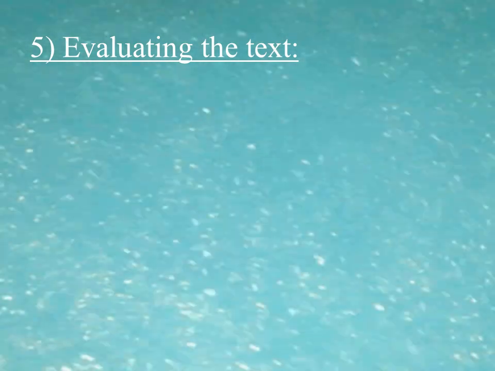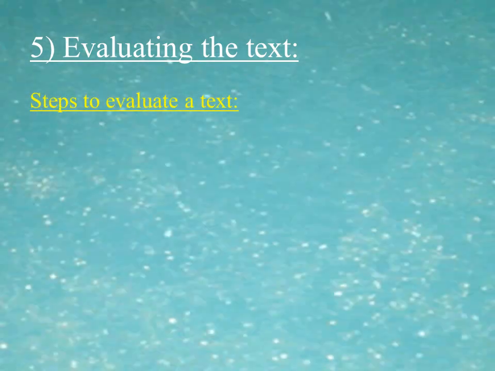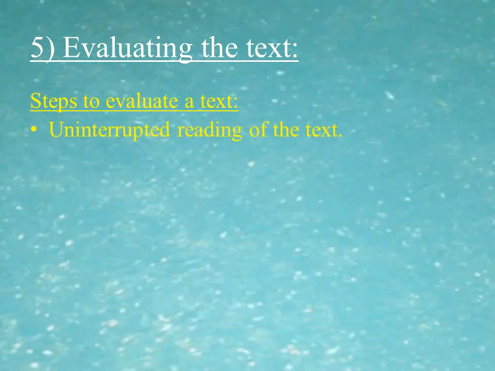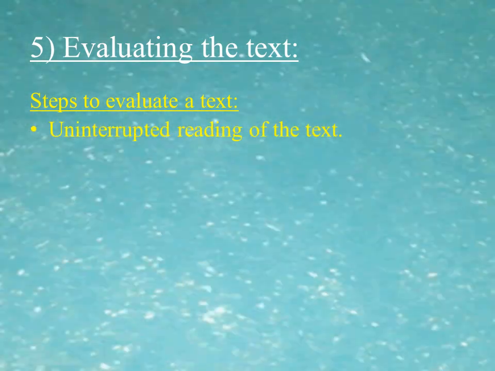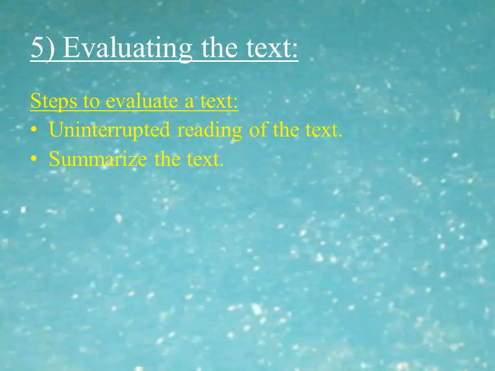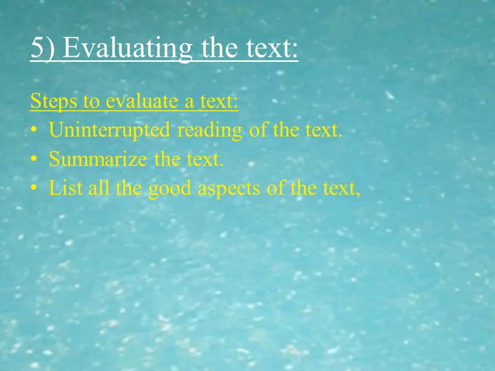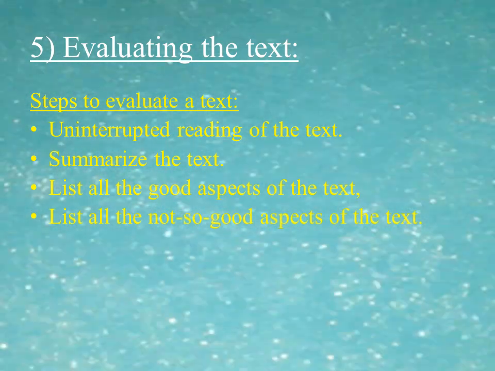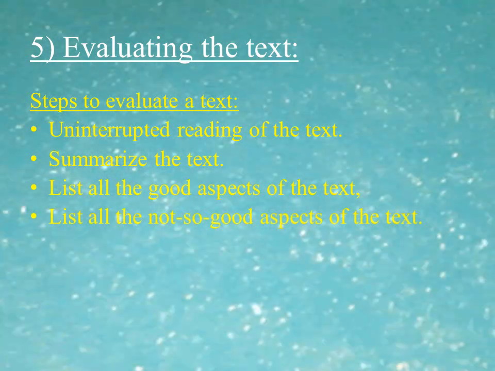Evaluation is an essential subskill of reading. A reader can evaluate a text in the following ways. Firstly, read the text once without interruption. After that, summarize the text. Record all the good features of the text. Continue by listing the not so good features of the text.